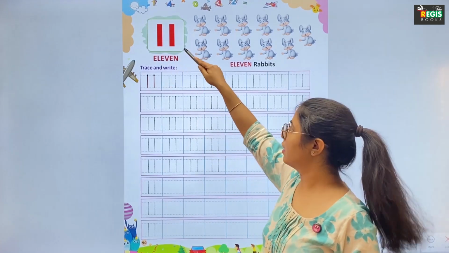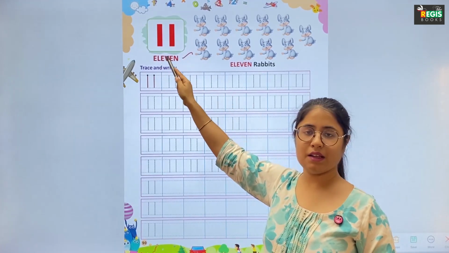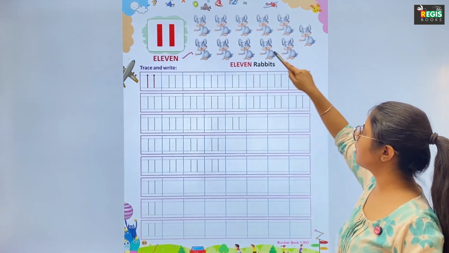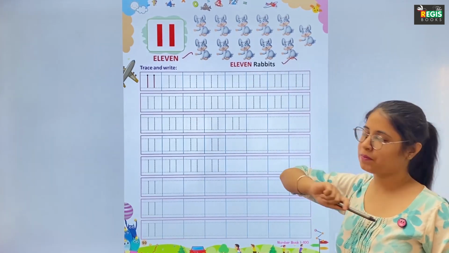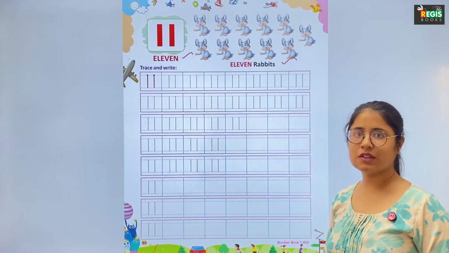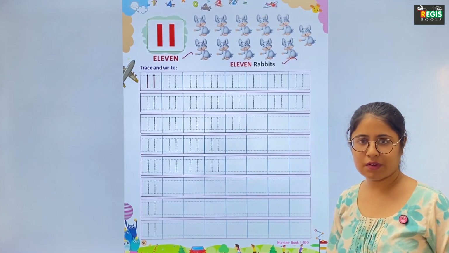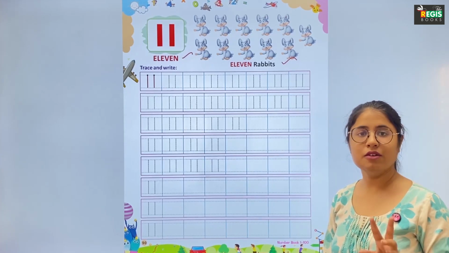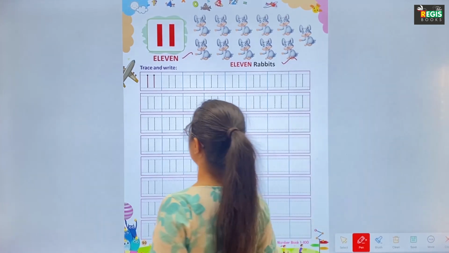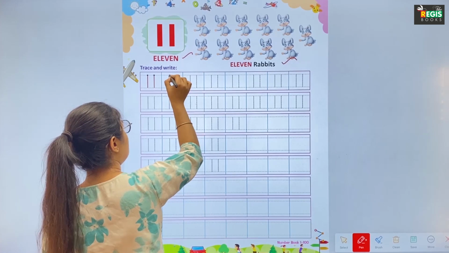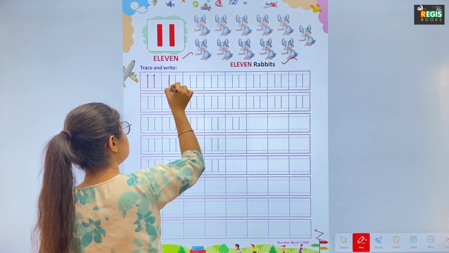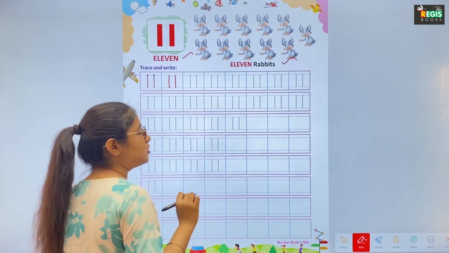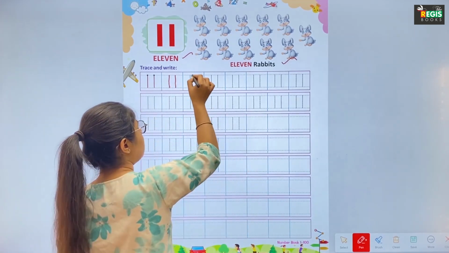1, 1, 11. E-L-E-V-E-N. 11. These are total 11 rabbits. Trace and write. So kids, now let's trace the number 11 and write with me. So we write the number 11 by writing 1 2 times together. So first make one straight line downwards and again one straight line downwards. This is 1 1 11.